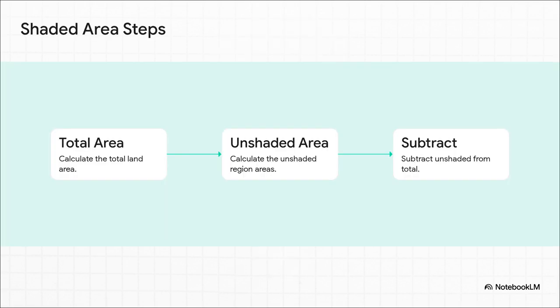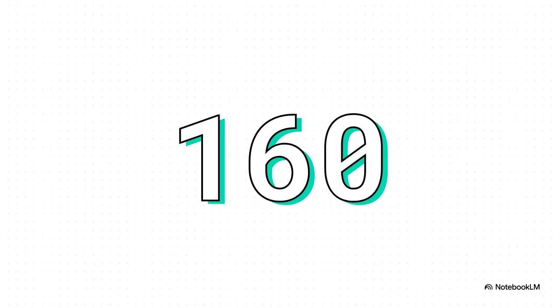And this brilliantly illustrates a foolproof, 3-step, actionable framework you can use to solve absolutely any shaded region problem, totally stress-free. Step 1. Calculate the total area of the entire shape, in this case, the big rectangular land. Step 2. Calculate the areas of the unshaded regions inside it. Step 3. Simply subtract the unshaded areas from the total area. Whatever is left over, that's your shaded region.